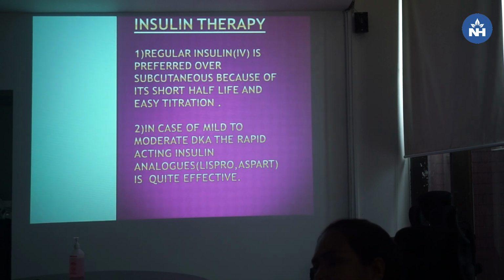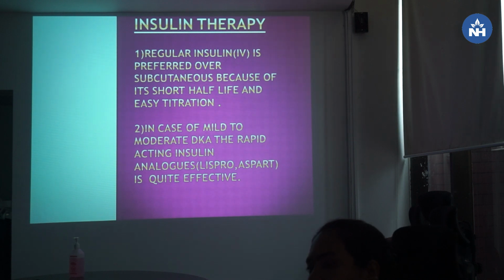So in case of mild to moderate DKA, the rapid-acting insulin analogs are also quite effective. What's the half-life of an IV Lispro or Aspart if you manage to give it to your patient? 2 hours. No. Again, if you are going to give this IV only, it perhaps is only 2 to 3 minutes.